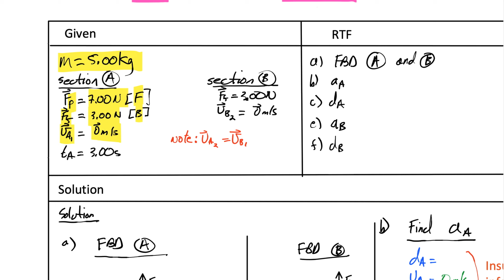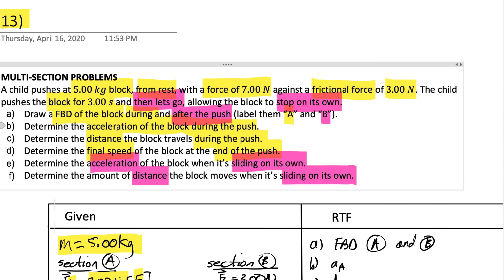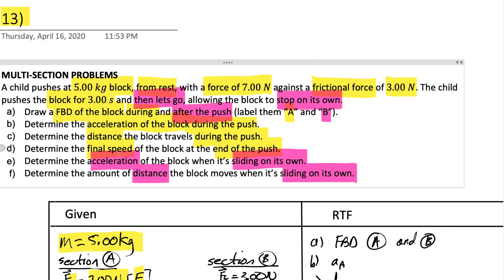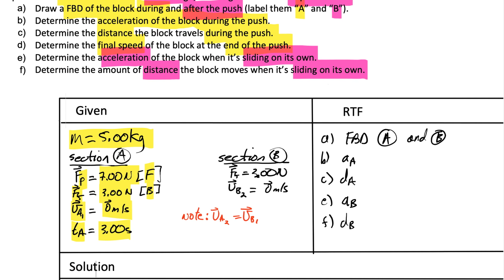VA1 is 0 meters per second. Not assuming, I should say. It did say explicitly starting from rest, so that's not an assumption, that's actually a given. And the time for Section A was 3 seconds. And as stated up there, the child pushes the block for 3 seconds. That is associated with Section A.